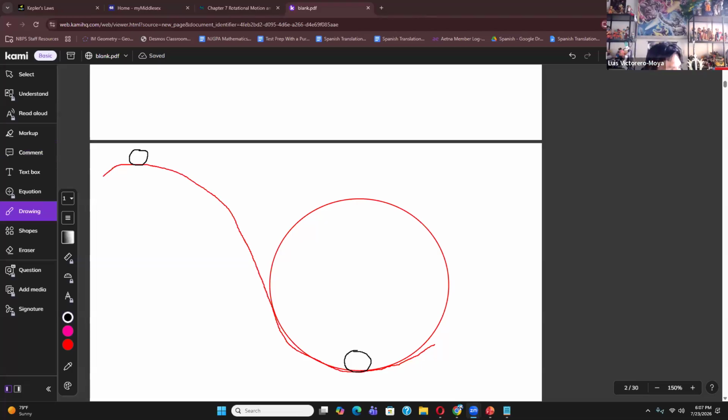All right, guys, welcome back to class. We are going to finish chapter 7 today. There are a few things that I want to go over to finish the chapter with Newton's gravitation. Okay.